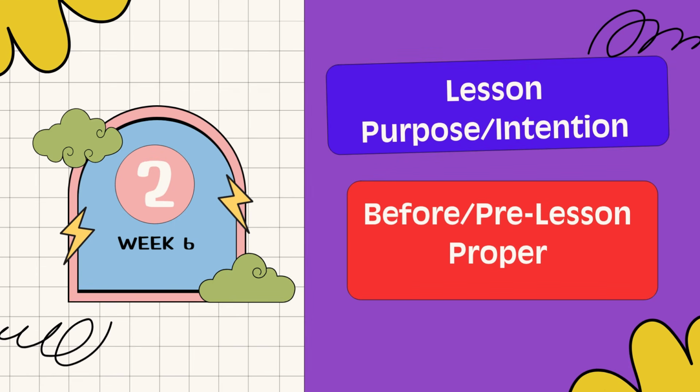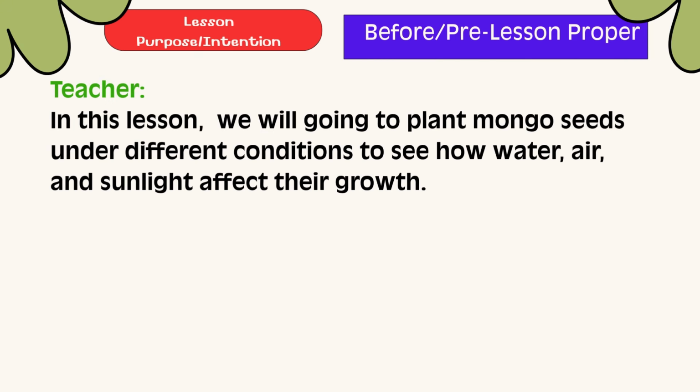Lesson Purpose Intention. In this lesson, we are going to plant mango seeds under different conditions to see how water, air, and sunlight affect their growth.